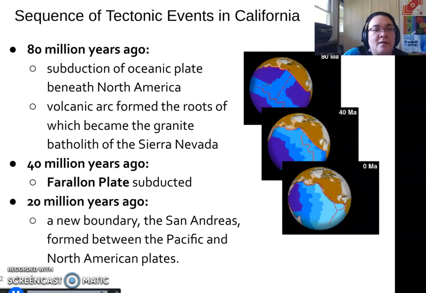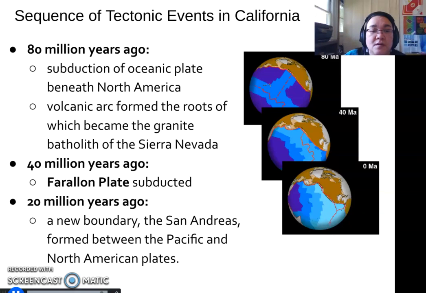I'm just going to go briefly over the sequence of tectonic events in California that form the landscapes and geology we see today. About 80 million years ago, there was subduction of an oceanic plate beneath North America, and a volcanic arc formed, which became the roots of the Sierra Nevada. Most of the rocks in the Sierra Nevada are granite or granitic, and they are the remnants of magma chambers of the volcanic arc that stopped being active and then allowed those magma chambers to cool slowly to form plutonic or intrusive igneous rocks.